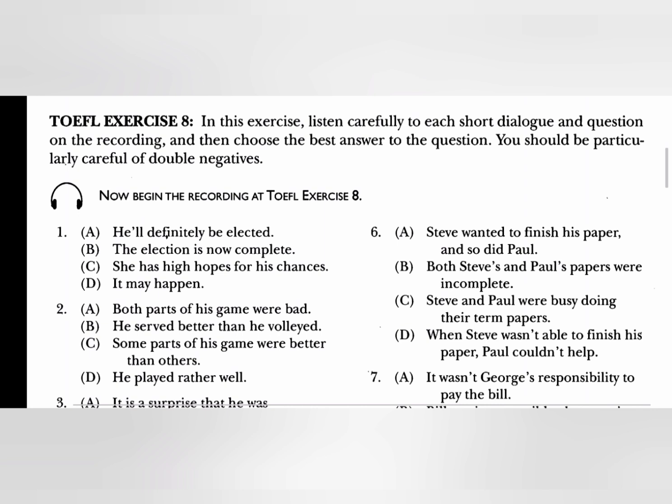Answer and explanation both based on the woman's response. The best answer to the question, what does the woman imply about Ron, is D. It may happen. This option accurately reflects the woman's cautious optimism. She suggests that there's a possibility Ron might win, but she doesn't guarantee it.